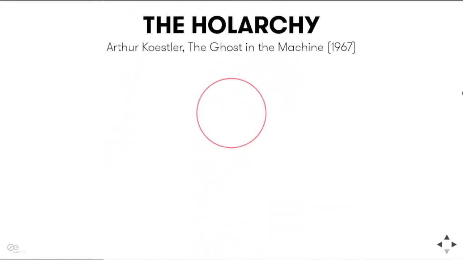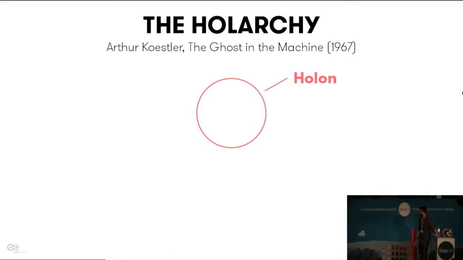So Arthur Koestler goes one step further, actually. In his book, The Ghost in the Machine, he describes a so-called holarchy. What a holarchy is, it's actually a holistic hierarchy. So you not only have a hierarchy, but the hierarchy is also holistic. So within this holistic hierarchy, you have so-called holons.